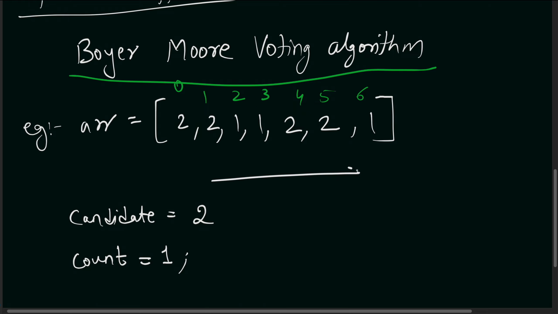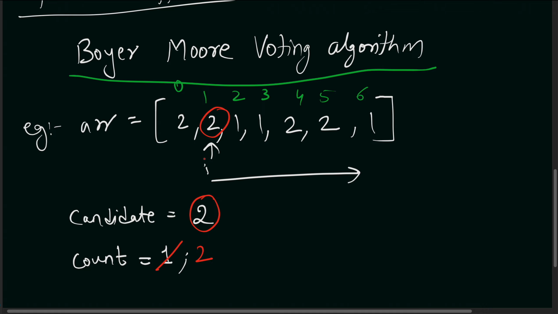And we traverse the array, starting from i equal to 1 till n, and check whether array of i is equal to candidate. If array of i is equal to candidate, then we increase our count. If it is not, then we decrease the count. Till when will you decrease? Till the count becomes 0. If the count becomes 0, then we update the candidate as well. So let me do the run.